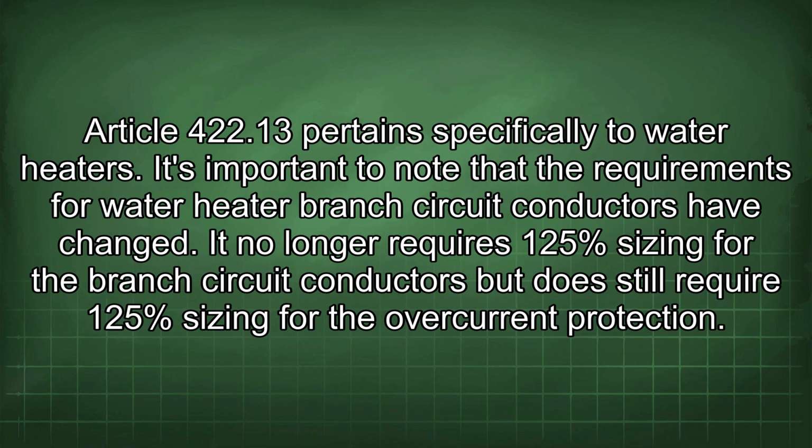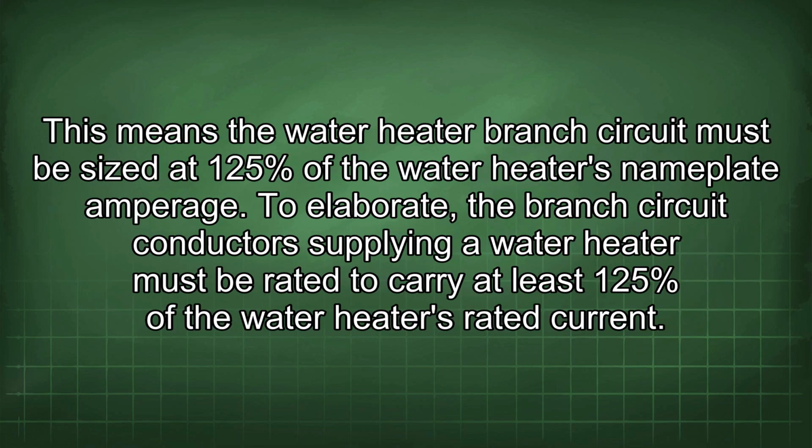Article 422.13 pertains specifically to water heaters. It's important to note that the requirements for water heater branch circuit conductors have changed. It no longer requires 125% sizing for the branch circuit conductors, but does still require 125% sizing for the overcurrent protection. This means the water heater branch circuit must be sized at 125% of the water heater's nameplate amperage.